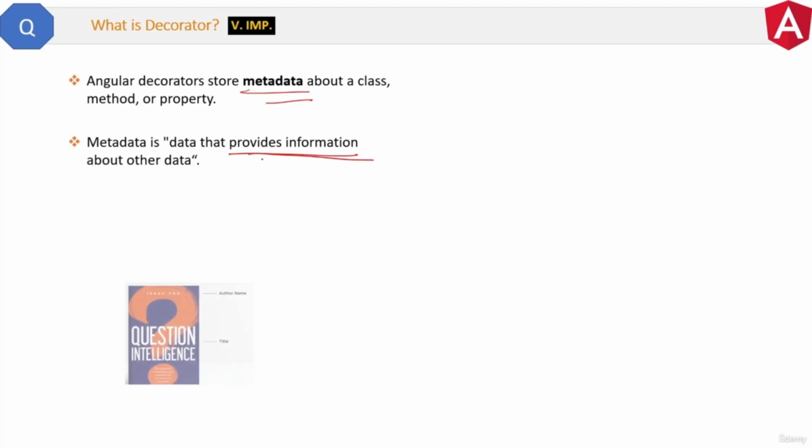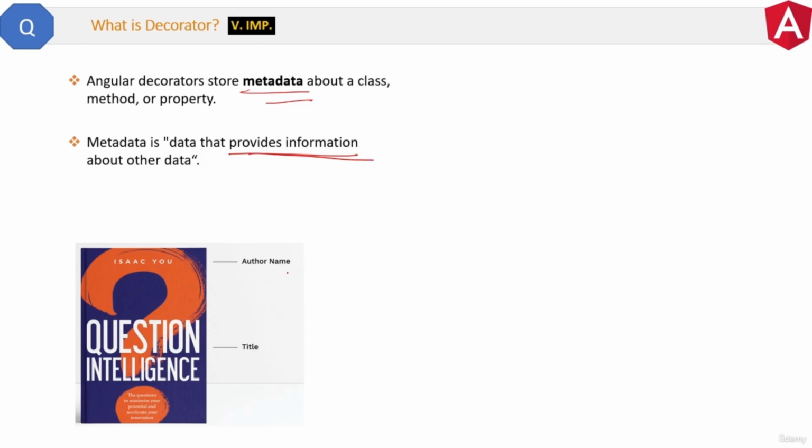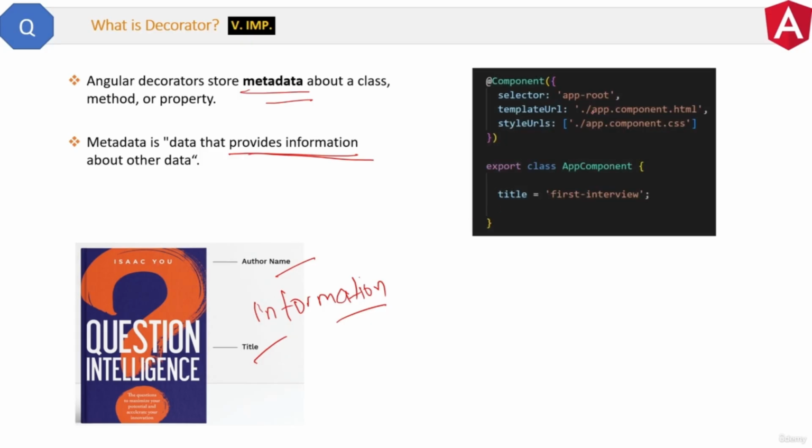For example, suppose you have a book. Then things like author name, title, price, publisher, etc. all this information about the book is metadata only. Meaning it is giving you information about the book but it is not the main content or data of the book. This is metadata. Similarly, here we have this component file.